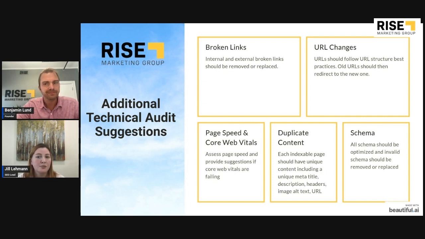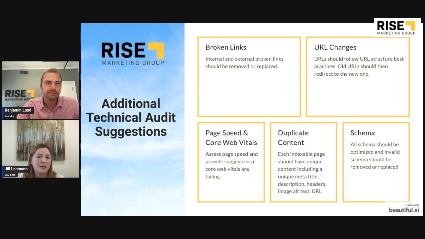Duplicate content, as mentioned before, each page should have unique content from the meta title to the description. They should all have unique URLs, unique headers, unique content. Each page should have its own purpose. The last one on there is just schema.